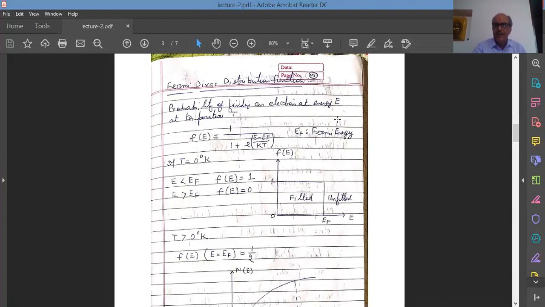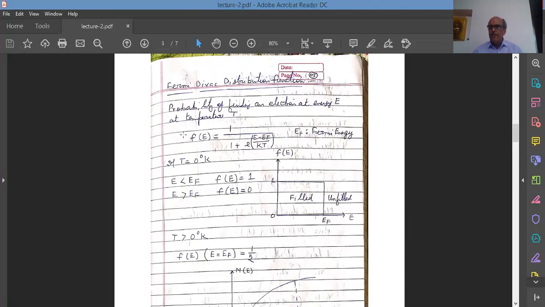Fermi energy is also a very important quantity in solid state physics as far as the solid is concerned. This will also be discussed in more detail in solid state physics, and the probability function more in statistical mechanics in BSc third year paper. So this is nothing but a probability function. It gives us the probability of finding an electron at energy E at temperature T. So it is the probability of occupancy of a level at energy E and temperature T.